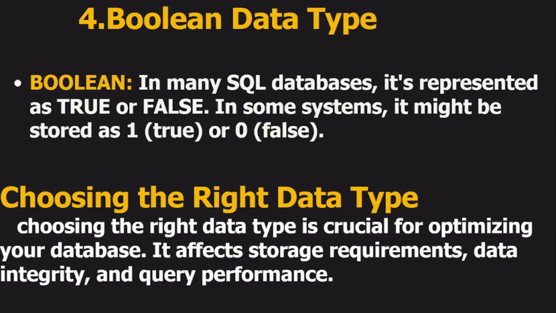Boolean data type. The Boolean data type is used for storing true or false values. In many SQL databases, it is represented as true or false. In some systems, it might be stored as 1 or 0.